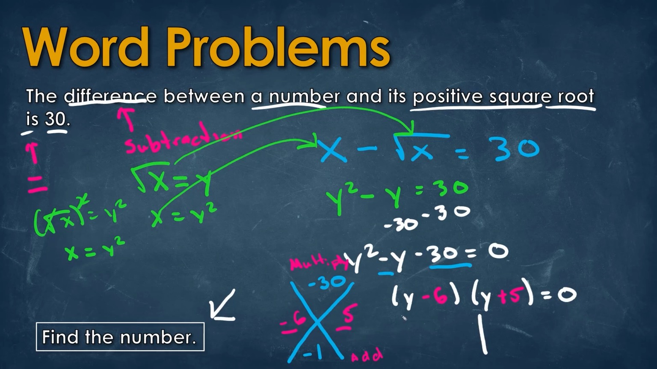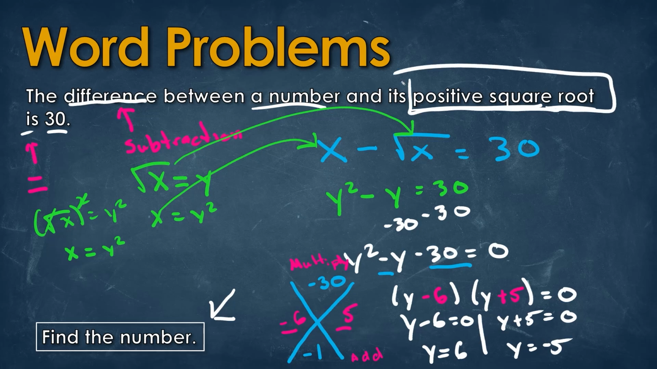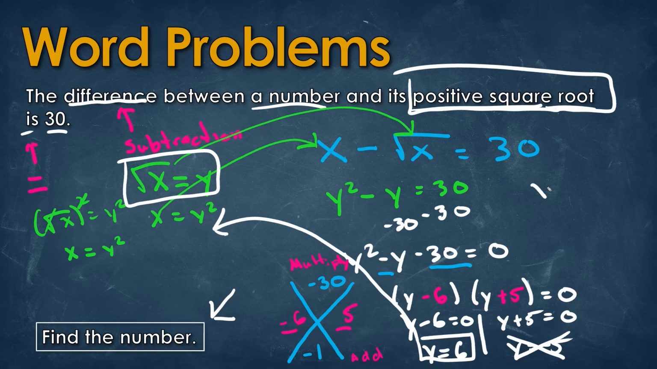We can solve for y in each case using the same format that we did for the last problem. We'll move 5 or 6 to the other side, so we'll get y is equal to 6 and y is equal to negative 5. Now remember, it says that we must have a positive square root, and y being equal to the square root of x means that we cannot have y is equal to negative 5. So y would be equal to 6, which means plugging it back in, x would be equal to y squared, which is 6 squared, so x would be equal to 36.